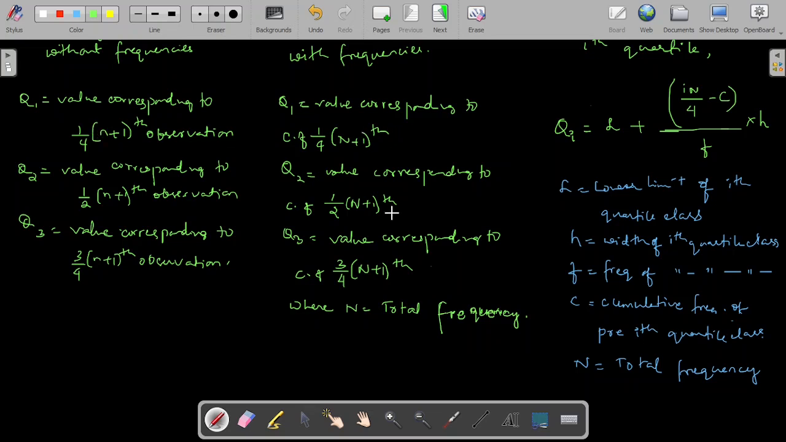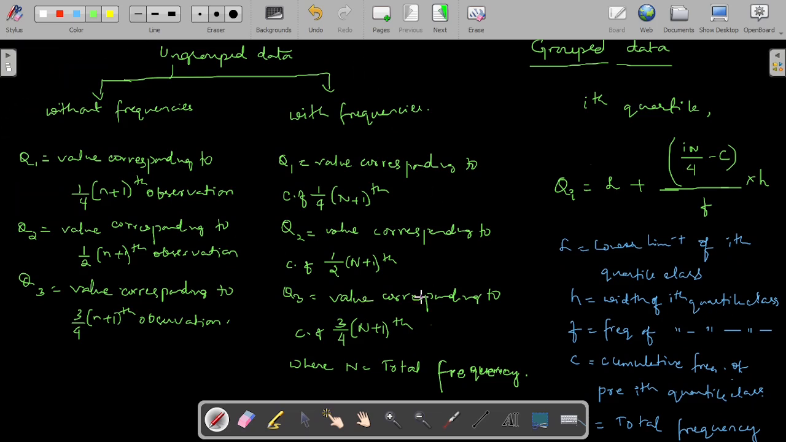Here we use the total frequency and we have to find out cumulative frequency also. Q1 means value corresponding to 1 by 4 into n plus 1th cumulative frequency. Q2 means value corresponding to 1 by 2 into n plus 1th cumulative frequency. Q3 means value corresponding to 3 by 4th into n plus 1th cumulative frequency. So these things you have to remember. That is for ungrouped data.